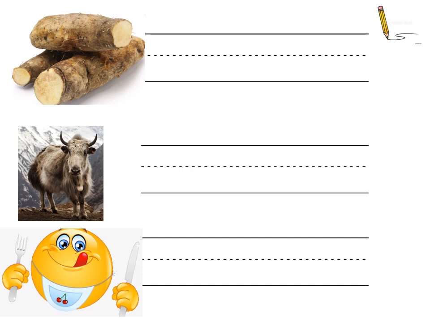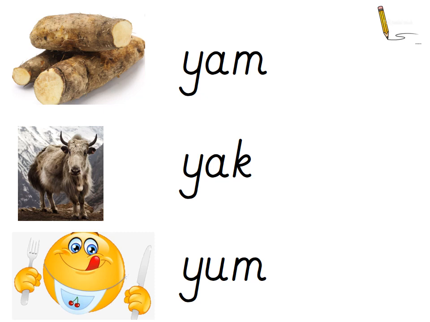I'm going to show you the answers now, but if you're not quite ready, then just click pause and click play when you're ready to check your spellings. Can you tick or fix your spellings? Yam has Y-A-M. Yak is spelt with Y-A-K. And yum is spelt with Y-U-M.